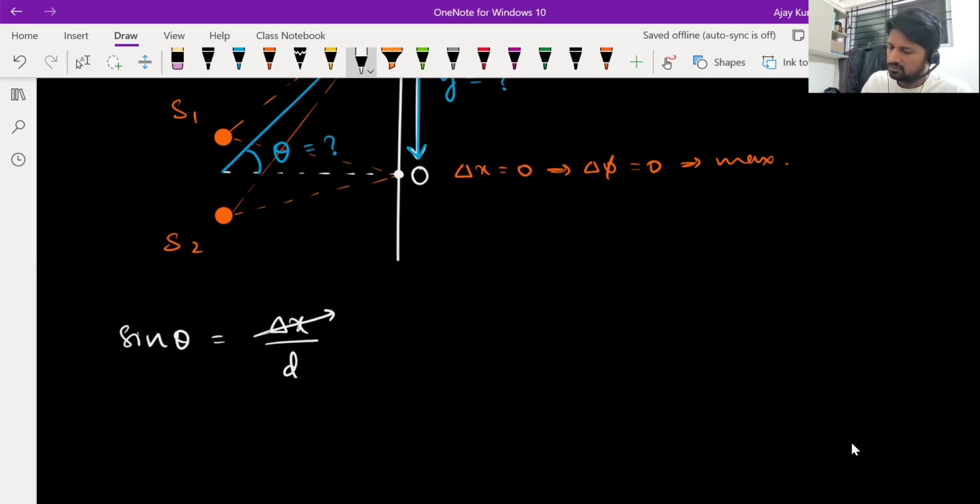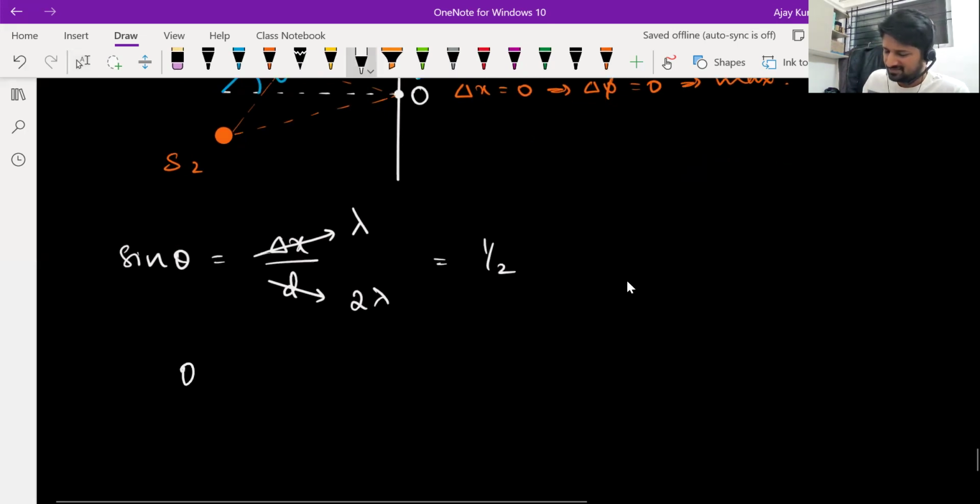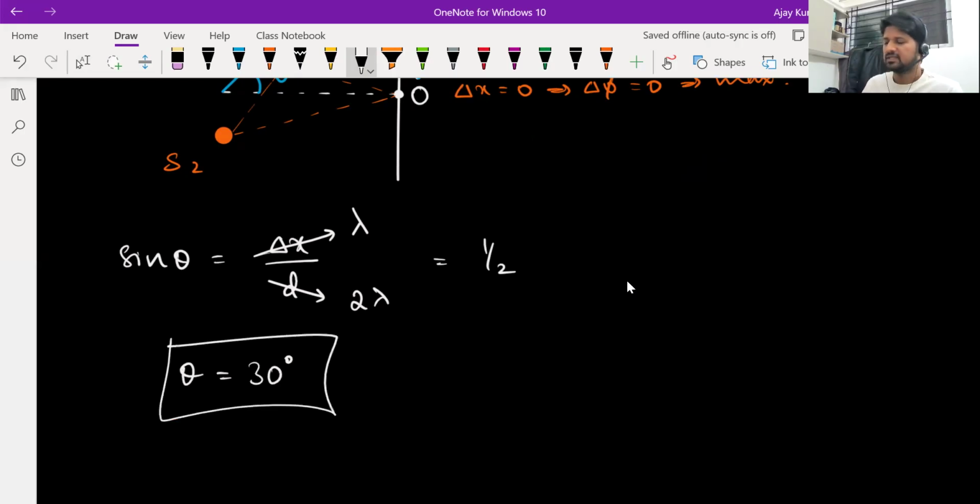We want to know the theta value at which path difference is lambda. I didn't tell you that in the question directly. I called it the first maximum, but you should understand that the first maximum corresponds to a path difference of one wavelength. And what was the distance between the sources given to you? 2 lambda. So this becomes 1 by 2. Sine of what angle is 1 by 2? Sine 30. 30 degrees. Correct. So that is the position at which you find the first maximum.